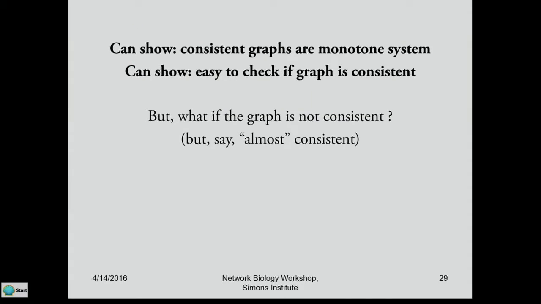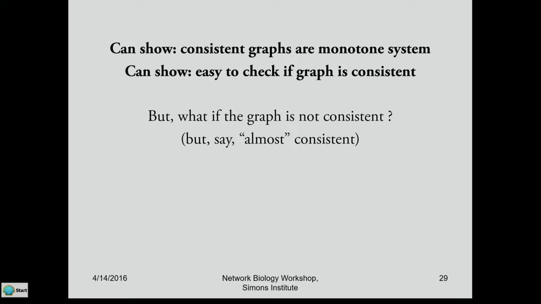What one can show is that if you take the differential equation model, build the corresponding associated sign graph, and look at the consistency of the graph, then if the graph is consistent, the corresponding dynamics is monotone. So it's not both ways, but one way. It's also easy to check whether a graph is consistent, with a very simple modification of a Floyd-Warshall type shortest path algorithm.